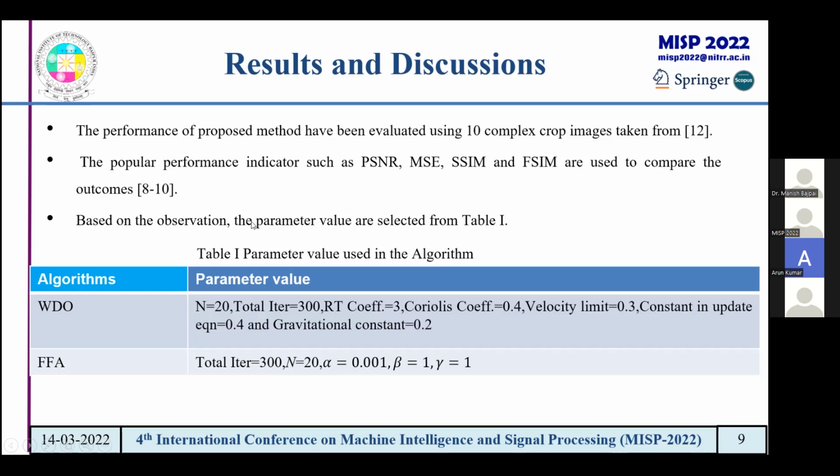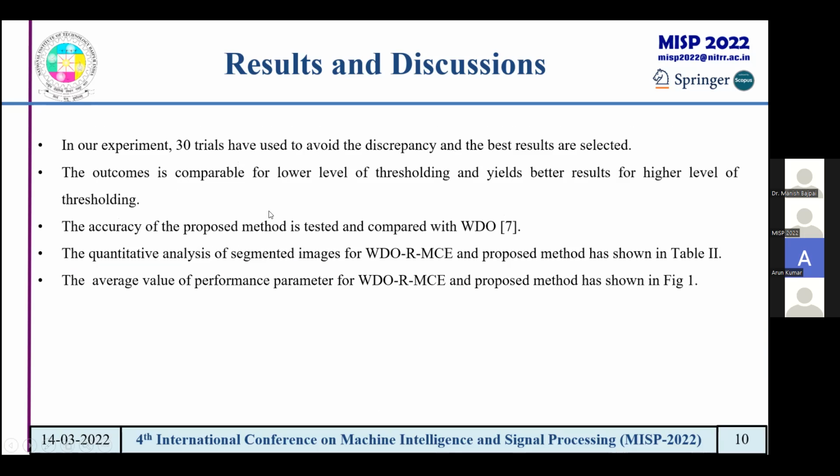In wind driven optimization, the population size is 20, total iteration 300, RT coefficient 0.3, correlation coefficient 0.4, velocity limit 0.3, constant in update equation 0.4, and gravitational constant 0.2. In our experiment, we have done 30 trials to avoid any discrepancy, and the best result I have selected.